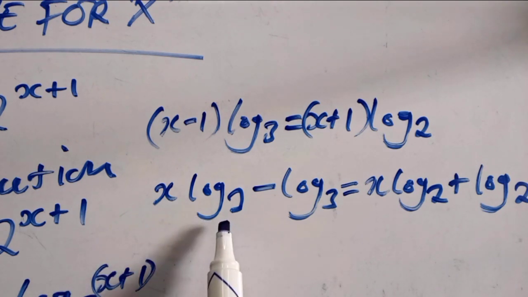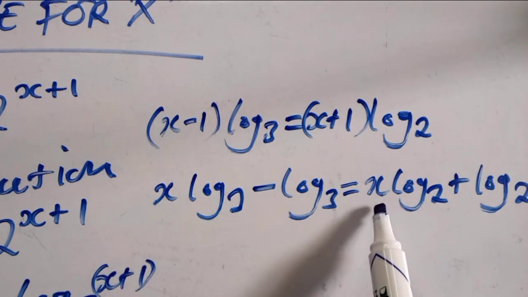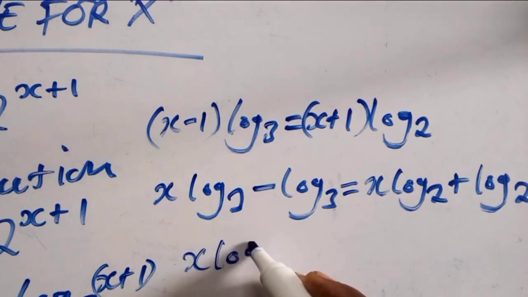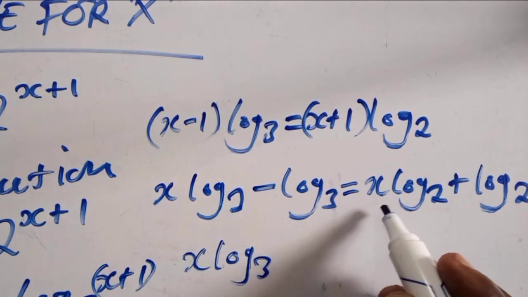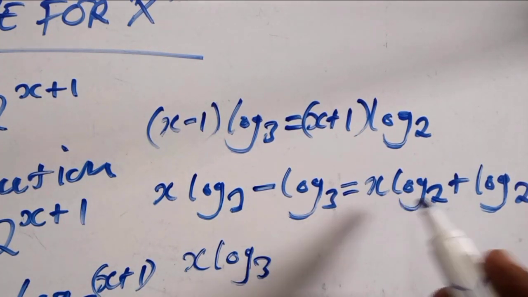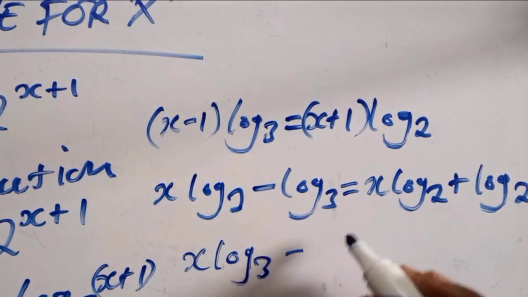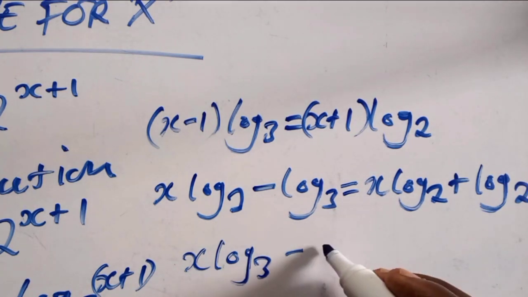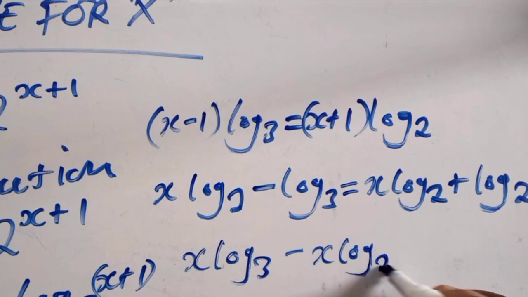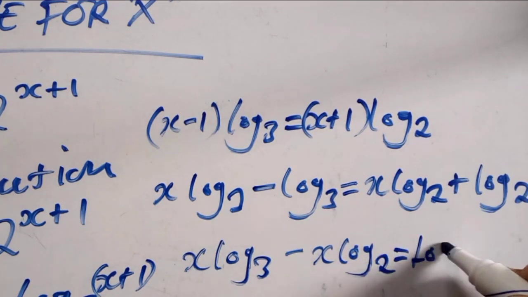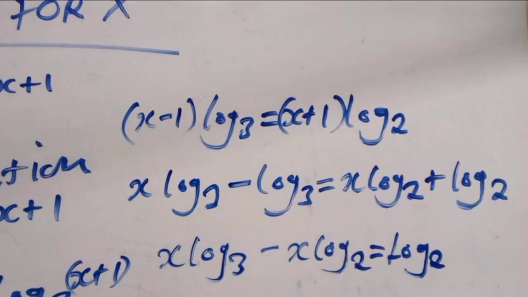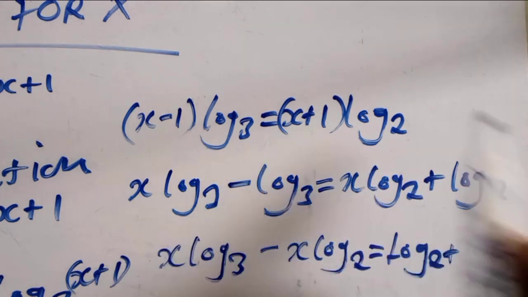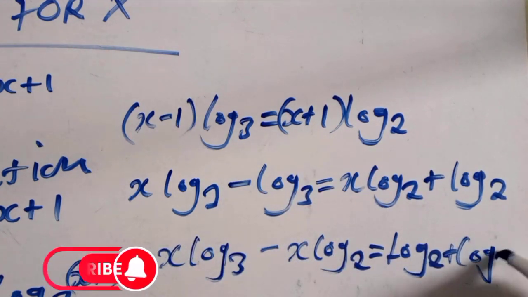So if you can see here, you have to collect the like terms. This x log 3 and the x log 2, it will be in the same place, in which it will be x log 3. When x log 2 crosses the equal sign, it will be minus, here it is positive, and when it crosses the equal sign, it will be minus x log 2, which is equals to log 2 plus, because here there is negative, when log 3 crosses the equal sign, it will be plus log 3.